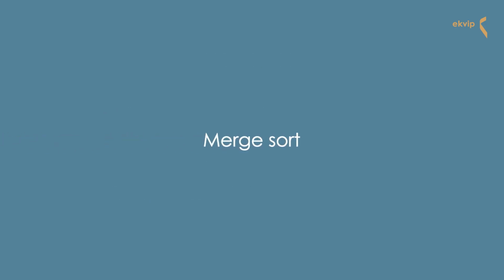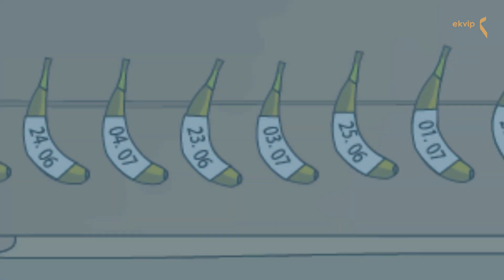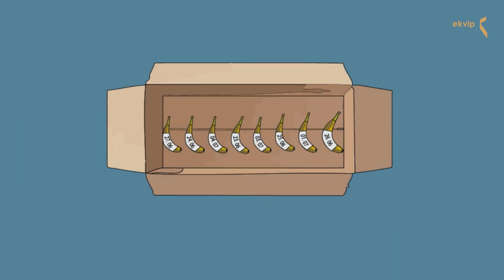Next we use a merge sort. Imagine the array we want to sort as a box full of bananas, where each banana has an expiration date. The bananas and their expiration dates represent the numbers in our array. Okay, and do we just shuffle the bananas inside the box? Not exactly. We'll need one extra box for merging. The extra box we use is an extra array.